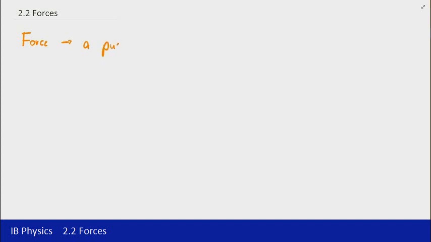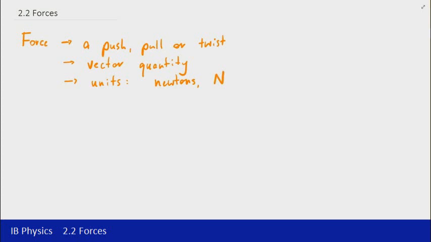Basically it's a push, pull or a twist, which is the easiest way to define it. The other thing to keep in mind here is that with a push, pull or a twist, the direction is important. So force is in fact a vector quantity. The units for force are newtons, and we'll see a bit later where the units of newtons actually comes from. It has a symbol of capital N, given that it's named after Isaac Newton.